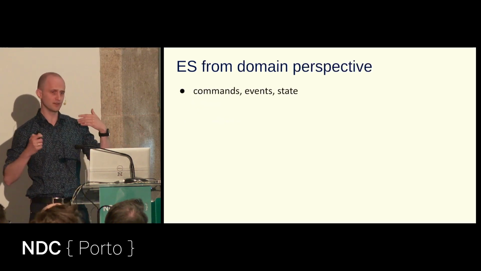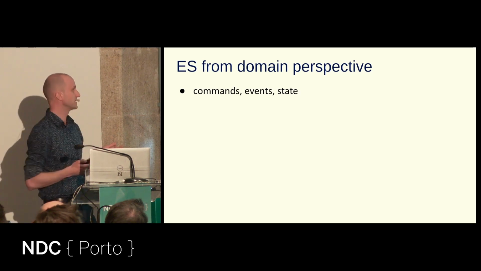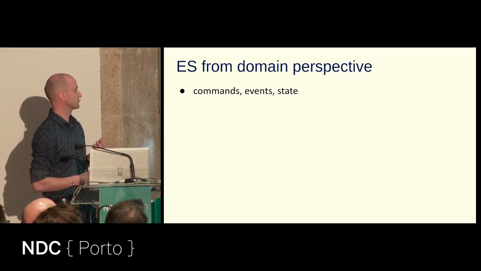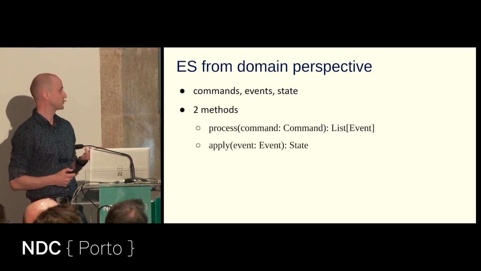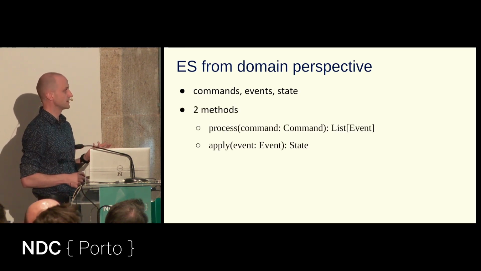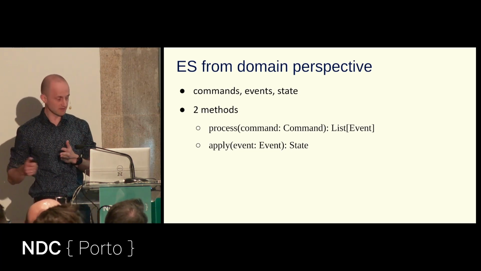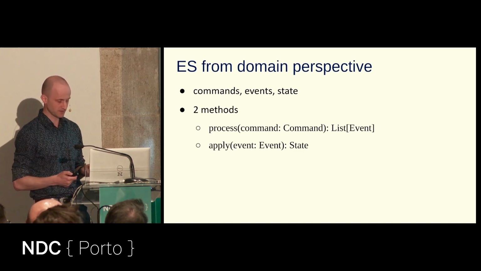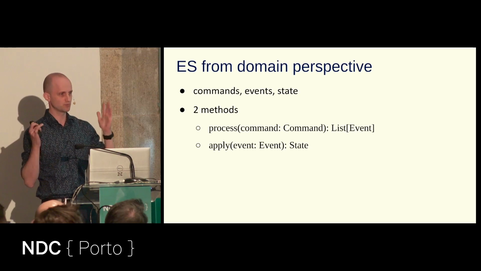And if you look at event sourcing from a domain perspective, this is quite a trivial pattern. We have three main building blocks: commands, events, state. And we just need to implement two methods. Process the command and return the list of events that will be persisted, and then apply a persisted event and return a new version of the state. That's why many people recommend implementing event sourcing from scratch by yourself.